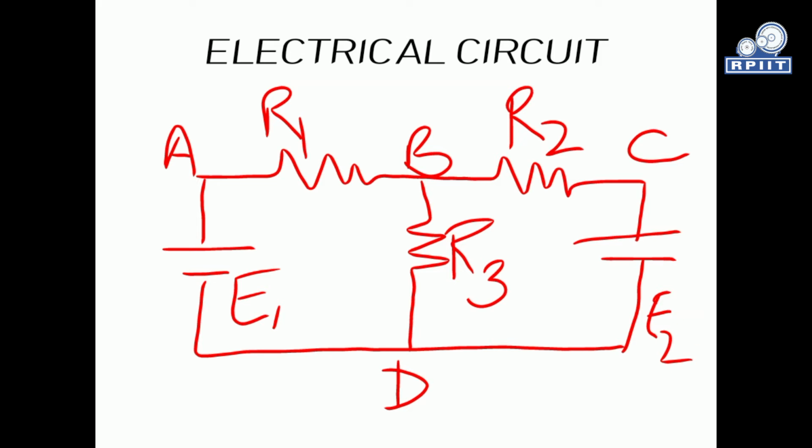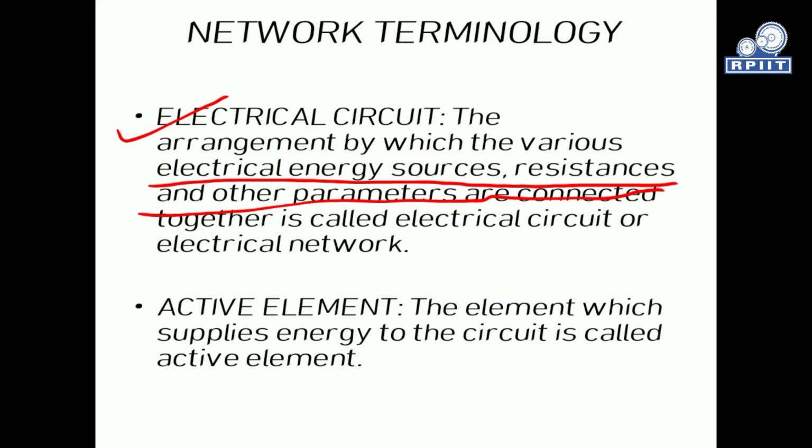Now this is called the electrical circuit or electrical network. With the help of this network, we will understand the terms here. So this is called an electrical circuit, in which the various electrical energy sources, resistances and other parameters are connected together. Now the second one is the active element. So what are active elements? The element which supplies energy to the circuit is called an active element.